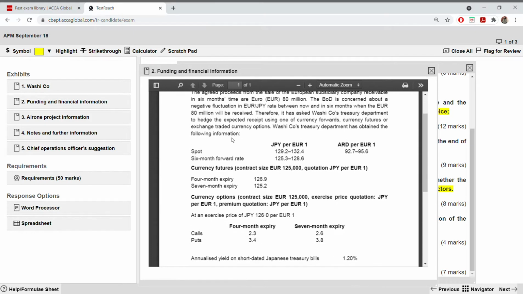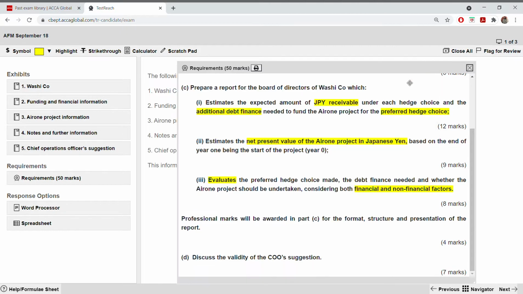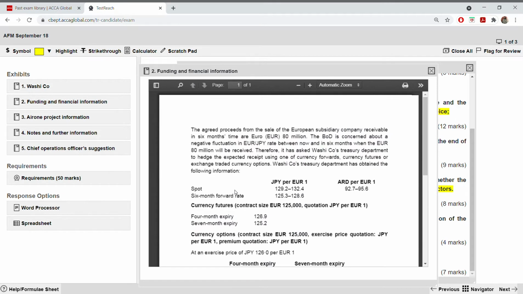Another question is which one should I do first, exchange or net present value? It is definitely your exchange rate which you have to do first, because the first requirement asks you to estimate the additional expected amount using a preferred hedge choice and the additional debt finance. Only the second requirement asks for net present value. So first you have to work out the preferred hedge choice. 80 million euro is receivable in 6 months' time.